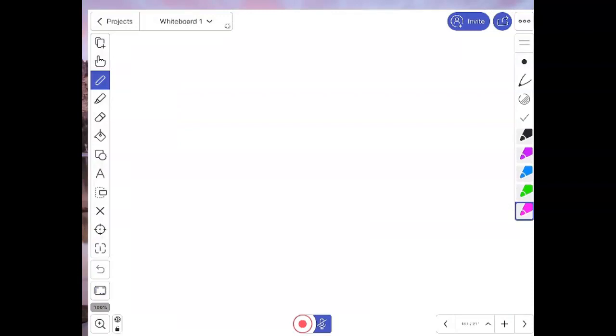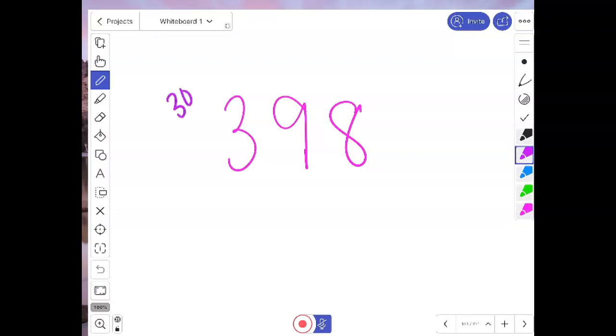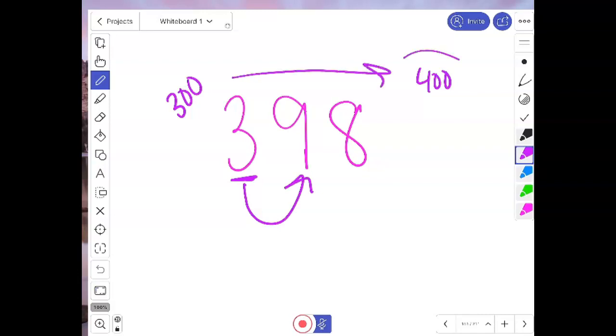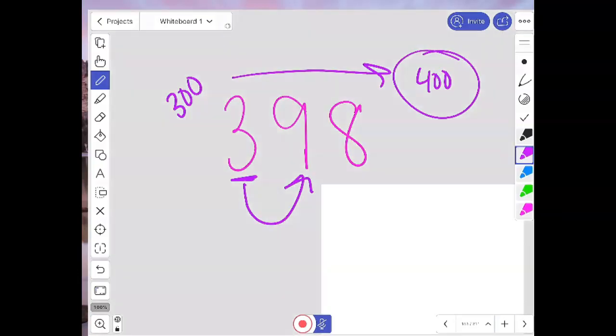If I have 398, what 200s is it between? It's between 300, because that's the one I've got, and 400, because that's the next one. So I look next door. 9 tells me to round it up. So that's 400. The same thing is true with my tens.